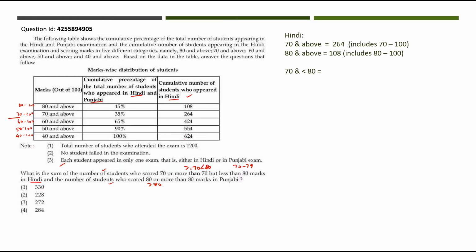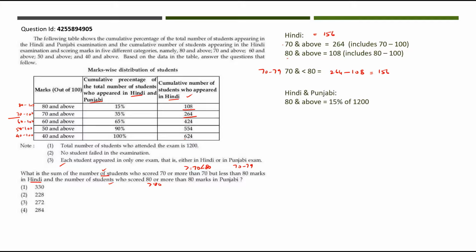So first let's start with Hindi. 70 and above, that is from 70 to 100 we have 264 students and 80 and above is 108. In order to find 70 and above but less than 80, between 70 to 79, how will we find? We have to subtract 264 minus 108, which gives a value of 156. So the Hindi category, the number of students who scored 70 and above but less than 80, will be 156. This can be directly derived from the third column.